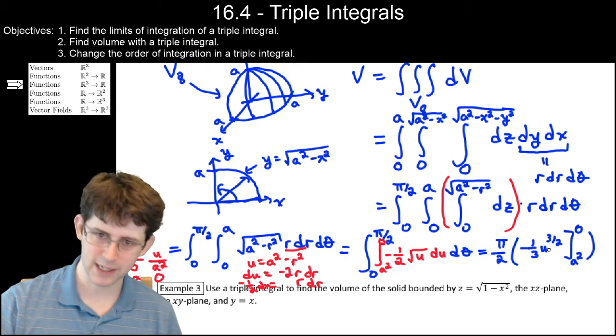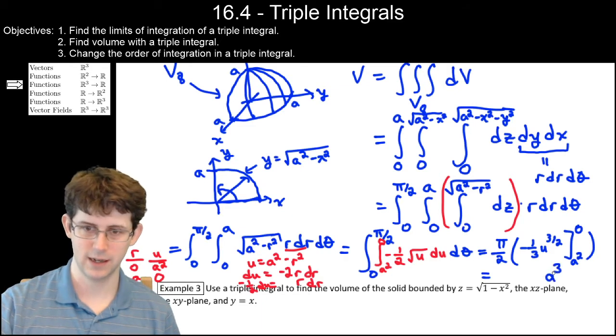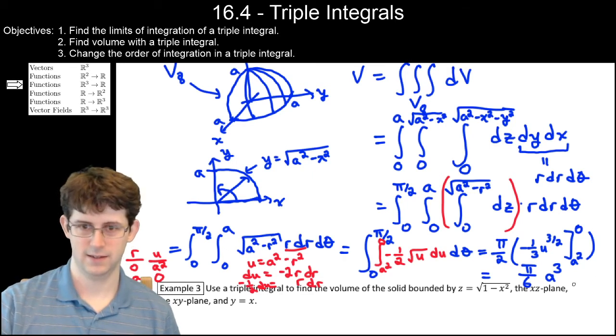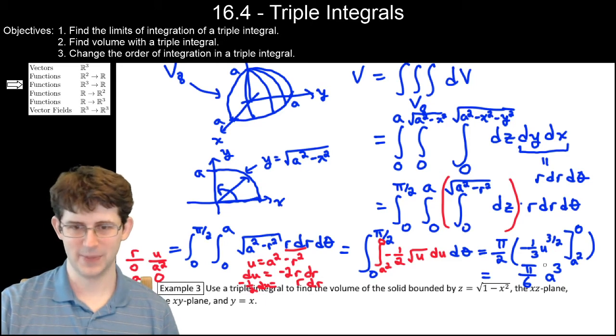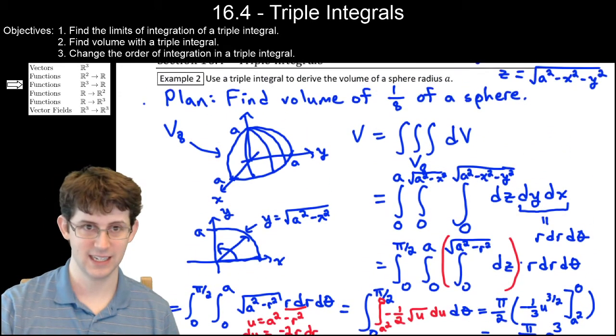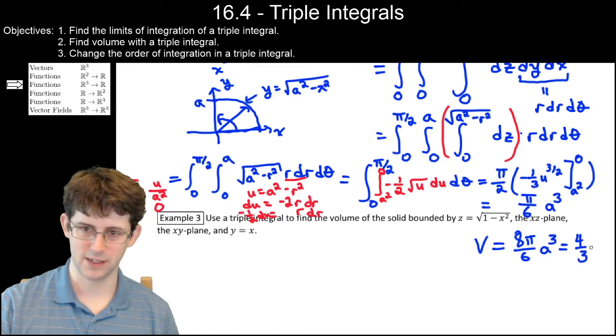Plug in 0, get nothing. Plug in a squared, and I'll get a squared to the 3 halves. Oh dear. Okay, so a squared to the 3/2 is a cubed. And then I have pi over 2 times a third is pi over 6. I feel like I skipped so many steps that I have no chance that this is right, but let's see how we did. So this is my volume of 1/8 of the sphere. So my final answer for the volume of a sphere is I multiply this by 8. So I have 8 pi over 6 a cubed, and that simplifies to 4/3 pi a cubed. And that is right. That's the right volume.